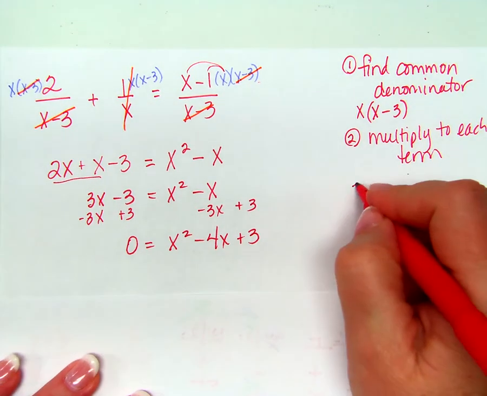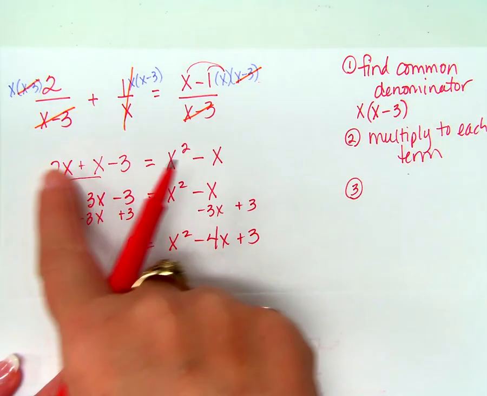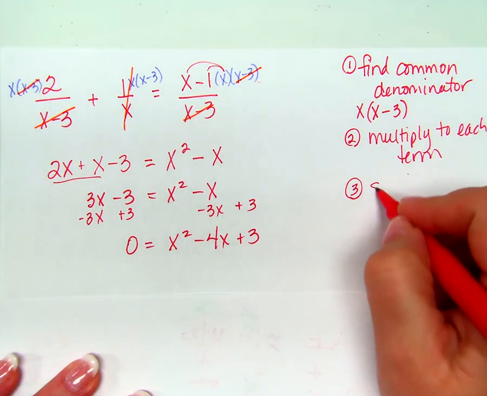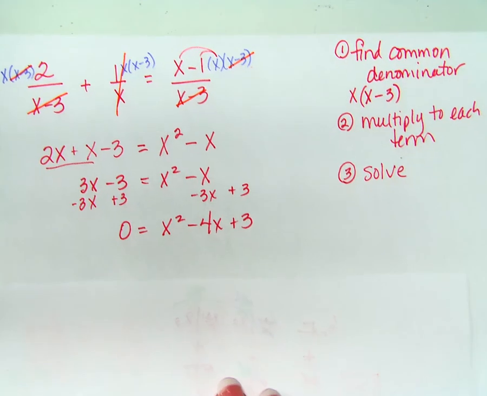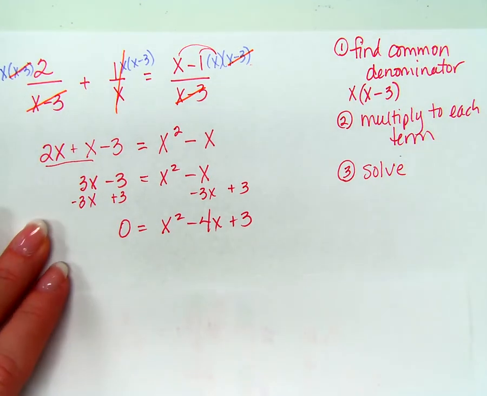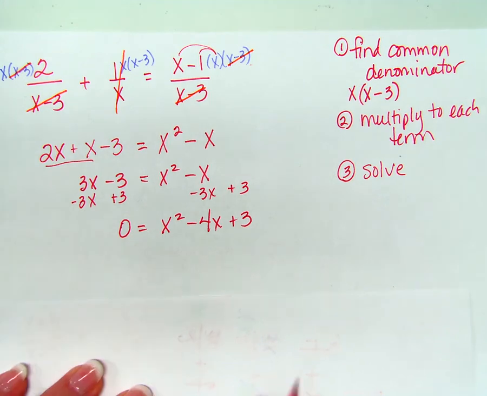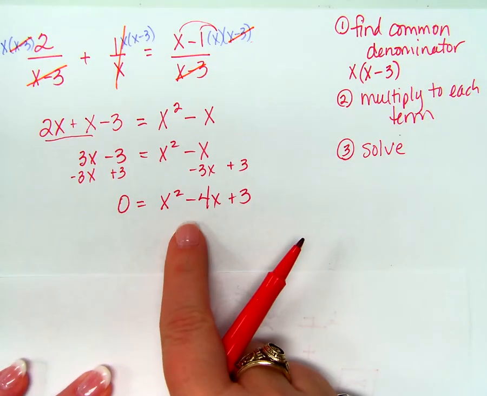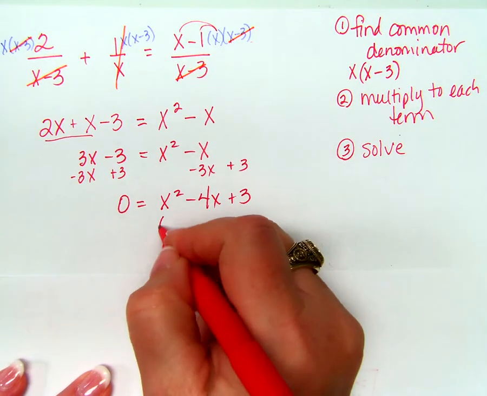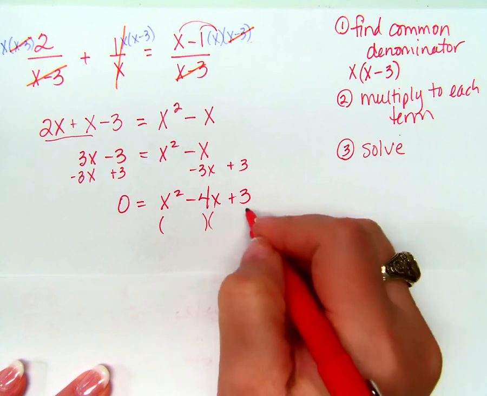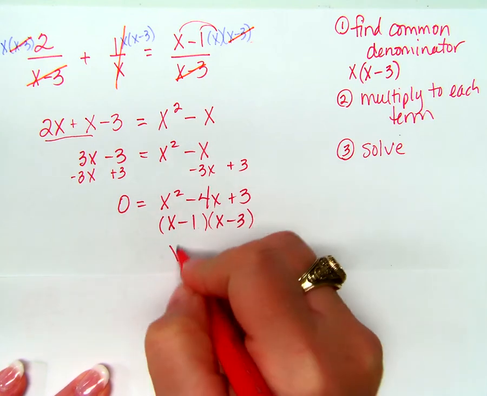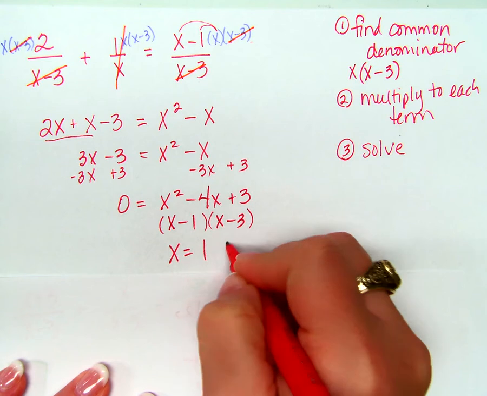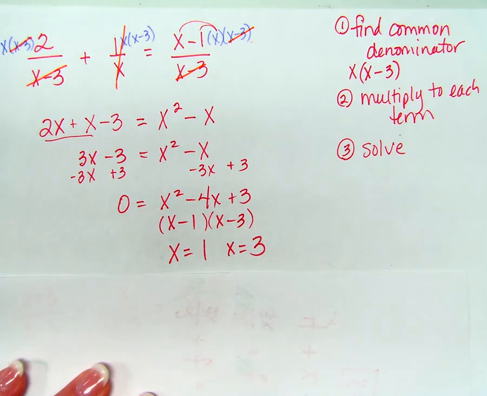Oh, I forgot step 3. What was step 3 after we multiplied by each term? Solve. Okay, we're here. What do I do now? Yeah, factor. What is this factored? x minus 1 and x minus 3. So what does x equal? Good. 1 and 3. Are they both right?